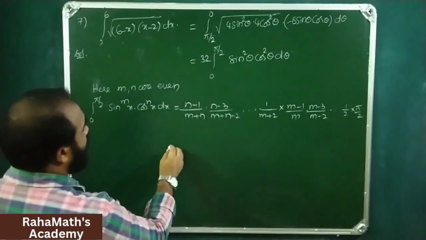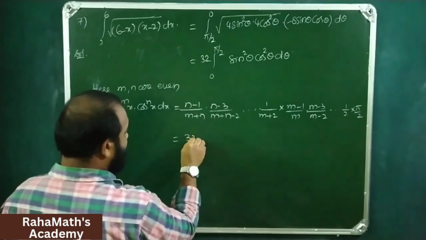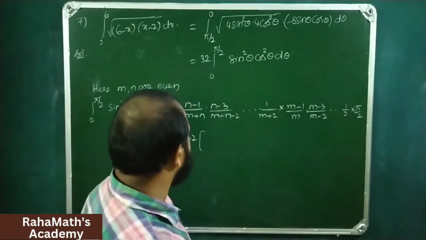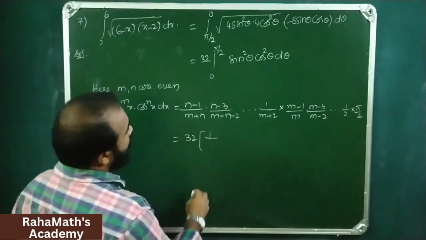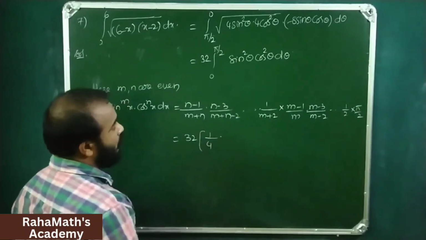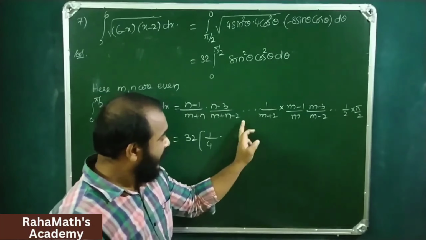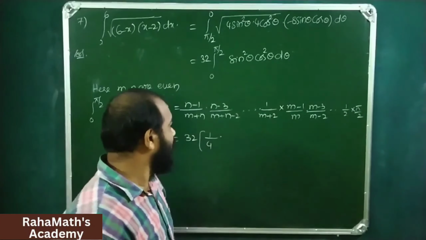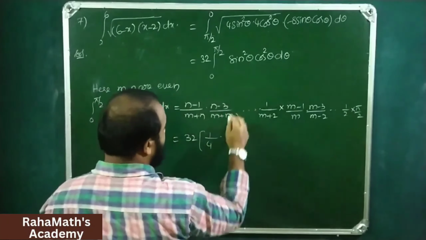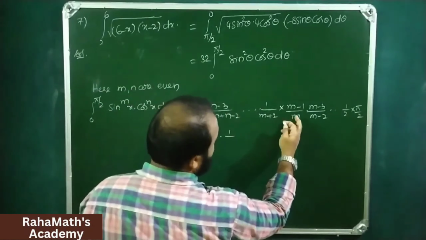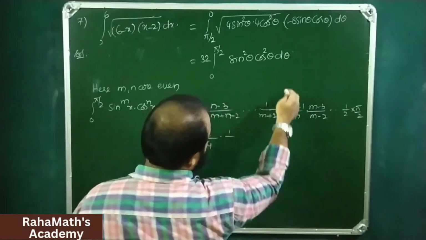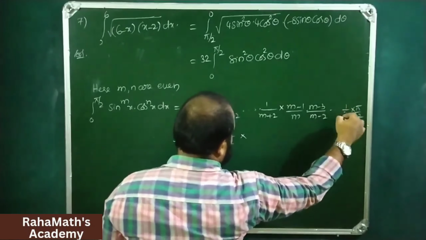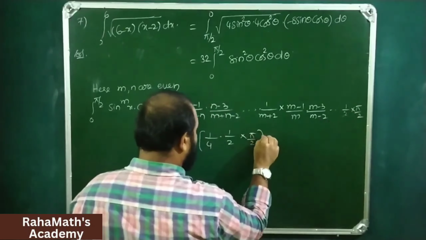So let us see this now. 32 is already there, into n minus 1. n is 2. 2 minus 1 is 1 by 2 plus 2, 4. Further reduction is not possible, and let us check. So directly we came to this part. m is 2, m minus 1 is 1 by 2, 2 minus 1 by 2 into. So this part we got right now, into pi by 2.